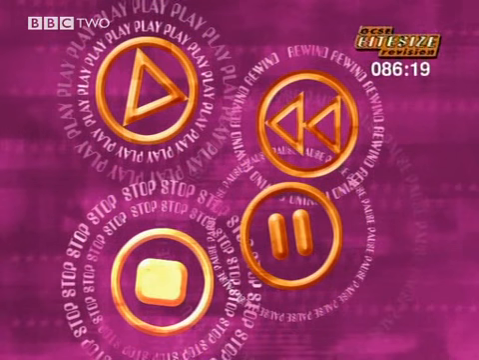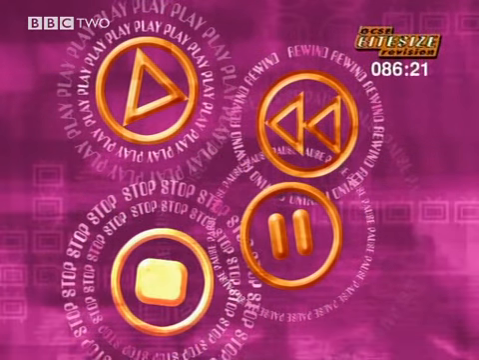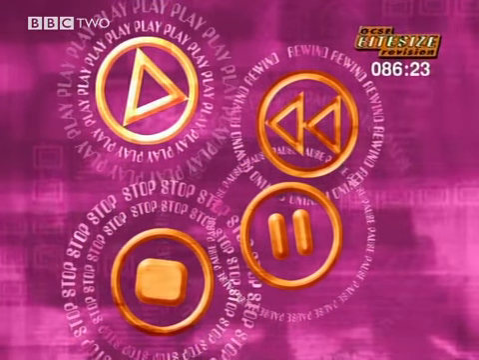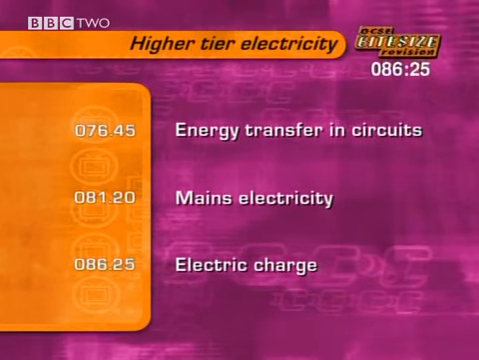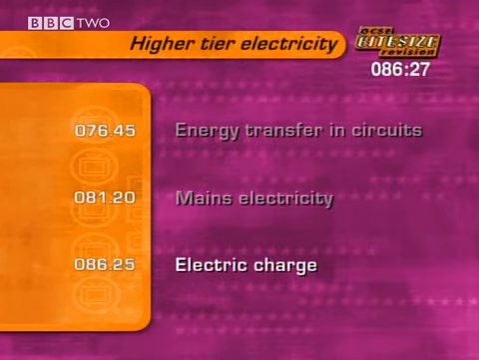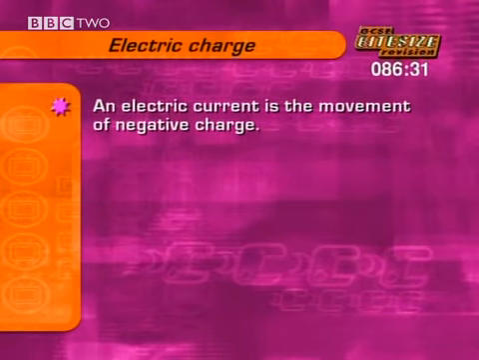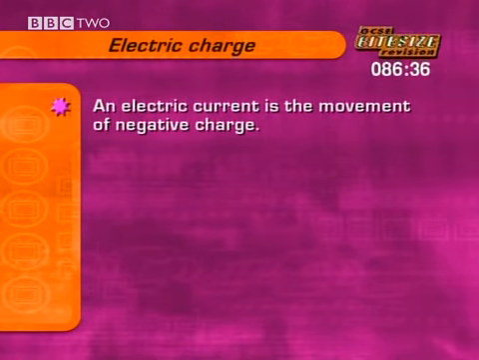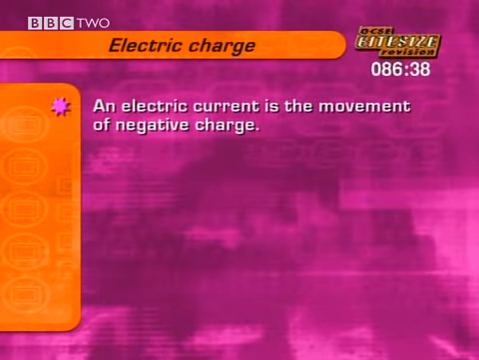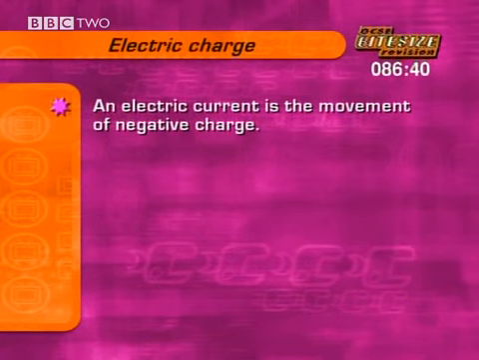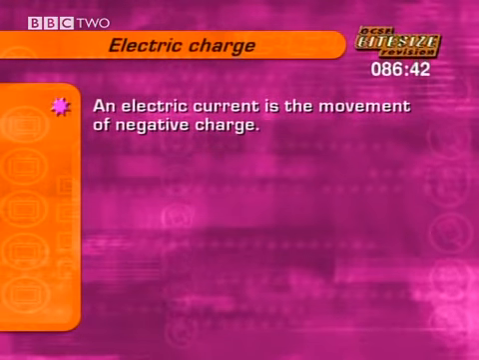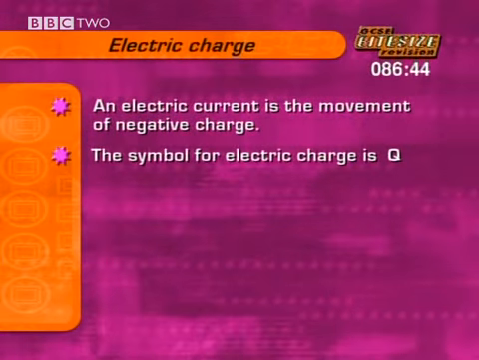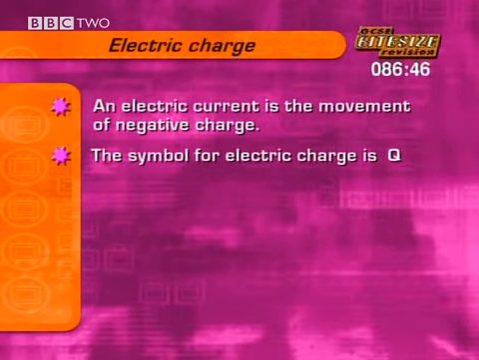That's the end of this higher tier section on mains electricity. Now some more about electric charge. In the Foundation Physics programme, we saw that an electric current is the movement of negative charge. For the higher tier paper, you need to know a bit more about the relationship between electric current and the flow of electric charge. The symbol for electric charge is Q.